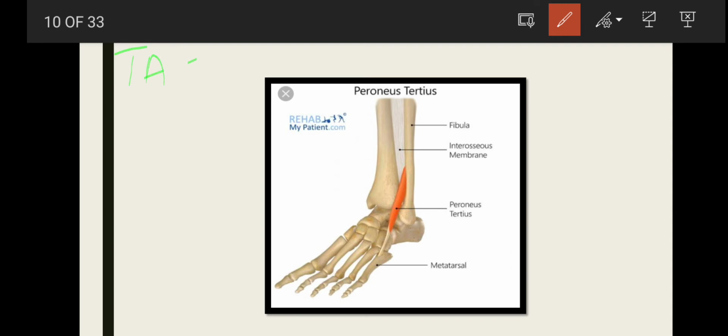Tibialis anterior, tibia; extensor hallucis longus, fibula; extensor digitorum longus, tibia plus fibula; and the last one, that is peroneus tertius, it is also from fibula, okay. It is from the medial surface of the lower 1/4 area of the shaft of fibula and the interosseous membrane, okay. Now it inserts towards the base of the 5th metatarsal bone.